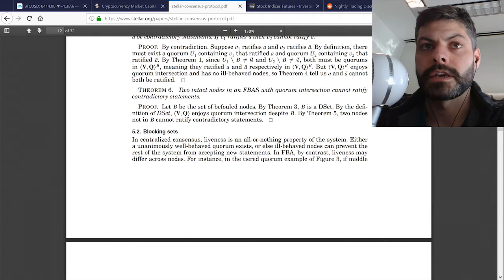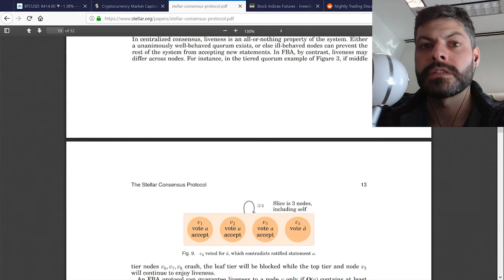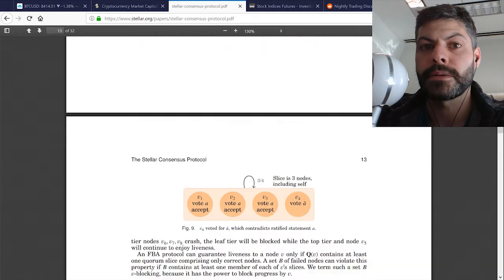5.2. Blocking sets. In centralized consensus, liveness is an all-or-nothing property of the system. Either a unanimously well-behaved quorum exists, or else ill-behaved nodes can prevent the rest of the system from accepting new statements. In FBA, by contrast, liveness may differ across nodes. For instance, in the tiered quorum example of Figure 3, if middle tier nodes V6, V7, V8 crash, the leaf tier will be blocked, while the top tier and node V5 will continue to enjoy liveness.